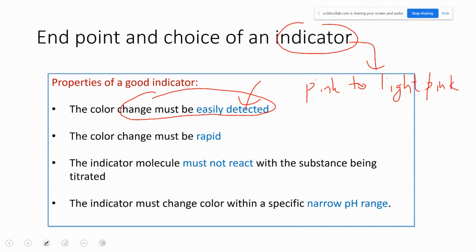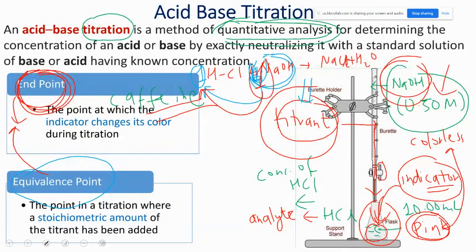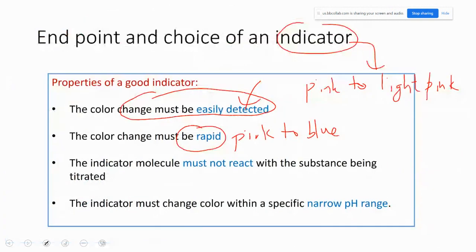The other one is the color change must be rapid. You don't want the pink to go to, let's say, blue in an hour or so, right? As soon as you hit that end point, the pink must directly change the color to blue, right? Not linger for pink and then after I shake it for 5 minutes, then change to blue. That's not going to be helpful.